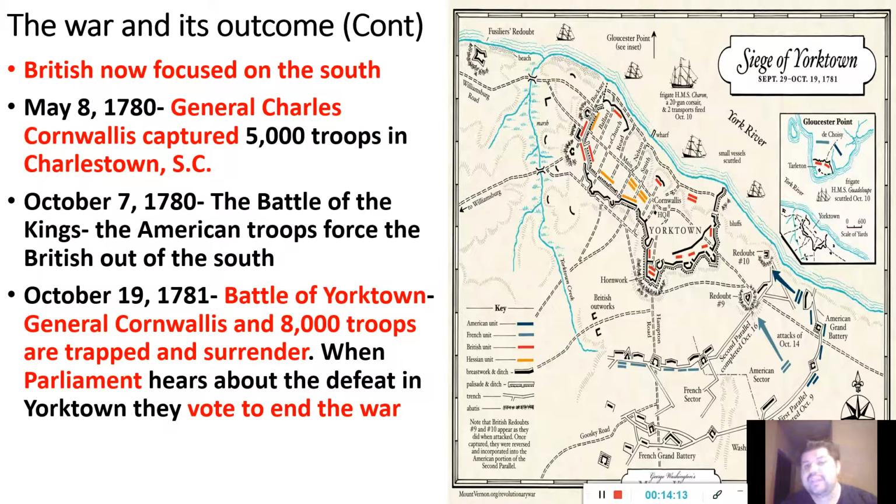And when news travels to England that Cornwallis was captured and he surrendered, this made a lot of the people in the English Parliament go, you know, we're losing men, we're losing money, we're not gaining much, and our best general just basically got captured. What's the point of this now? Okay, let's just get this over with. Let's just call it quits. Let them have their independence. Let's just end this. It's costing us way too much.